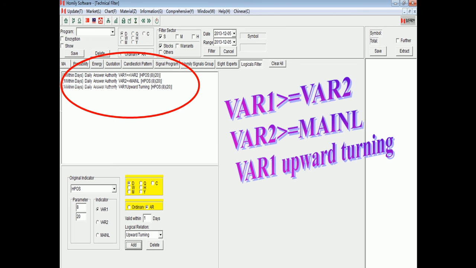Why do I use these three conditions? The first two conditions mean the trend is up. The last one, VAR1 upward turning, means the white line is turning upward. If the price drops, the white line will go down, so VAR1 upward turning means the price is up again. The white line is short term, the yellow line is medium-short term, and the green line is medium term.